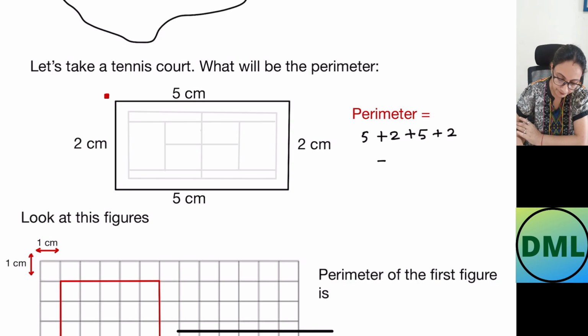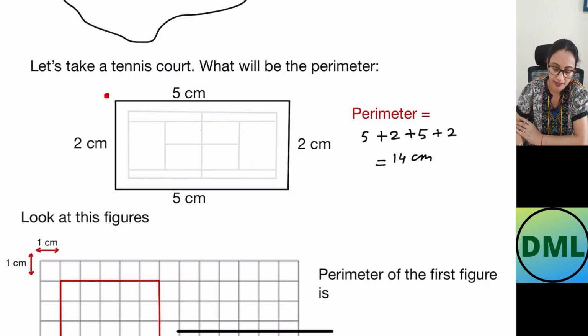Total will be, if I add it, 5 plus 5, 10. 10 plus 2 plus 2, that is 14. Total is 14 centimeter is your answer. That means 14 centimeter is the perimeter of this tennis court.